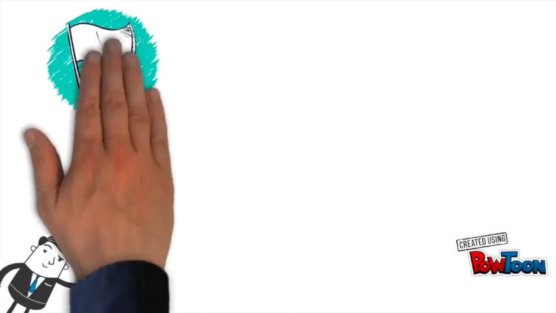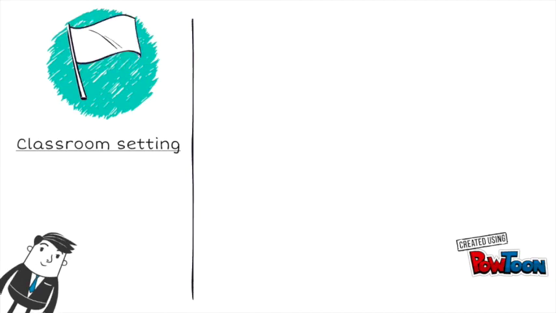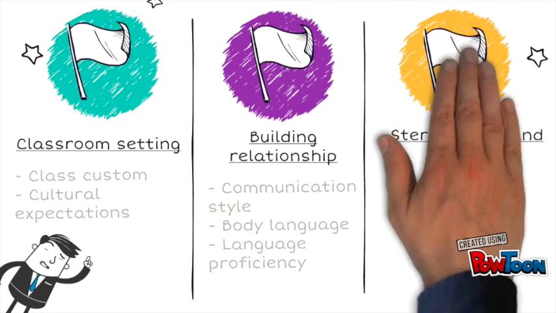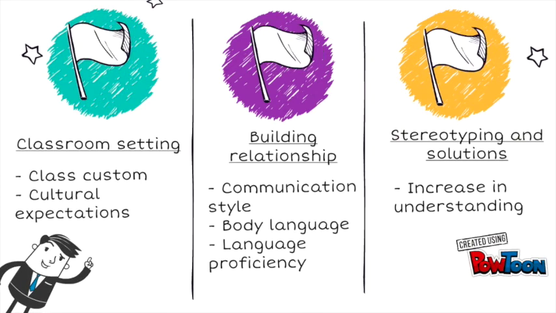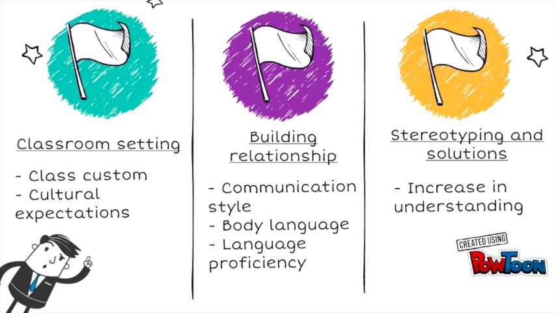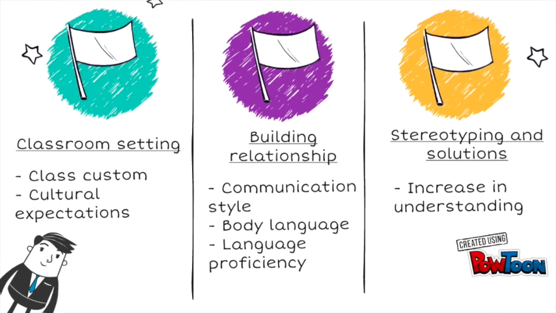To conclude, the first section talks about cross-cultural communication in a classroom setting. This includes class customs, such as the differing extent of eye contact required in different cultures, and cultural expectations, such as keeping quiet in class compared to actively contributing to discussions. The second section talks about cross-cultural communication regarding building relationships.